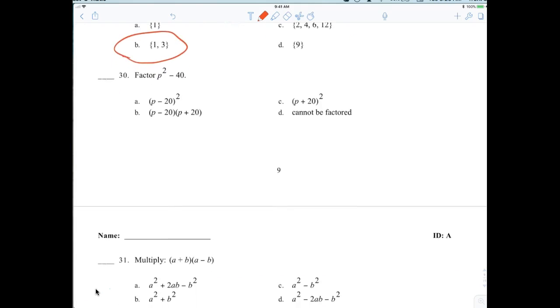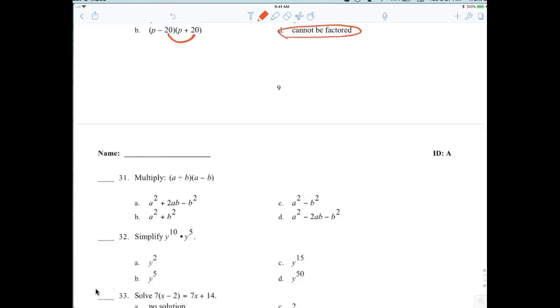All right, can you factor p squared minus 40? No, because 20 times 20 is not 40. It would be 400. So this cannot be factored. If it was p squared minus 400, it would be p plus 20, p minus 20. Another really good review for factoring. So p squared minus 400, p plus 20, p minus 20.